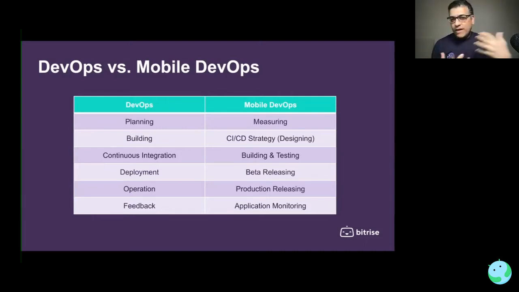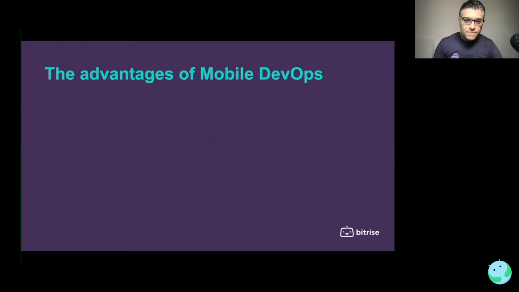We have measuring, planning, building the CI/CD strategy or designing, and continuous integration. From our perspective as mobile engineers, it's building and testing, something continuous, always. For deployment, we have beta releasing first, so we can collect feedback from beta testers if there is any problem in our application. For operation, we can map it to a production release. And with feedback, we can add application monitoring in this case. So this is mainly the comparison between DevOps and mobile DevOps. Here we have specific concepts for mobile development.